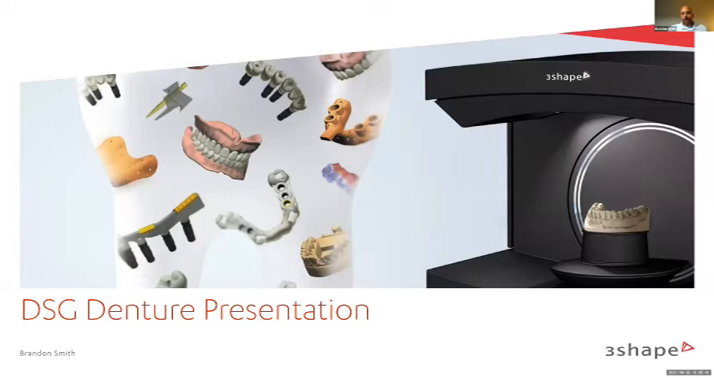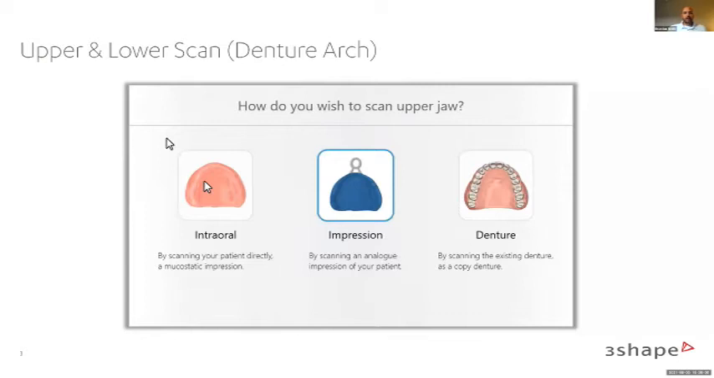So the way that this works is first in your Trios software, you'll set up a case and you'll select the full denture indication. This is really important because it gives you the proper workflows to scan these. Our denture indications are a little different as far as the scanning process and the actual options that you're given to do these scans. So these are the options that you're given.